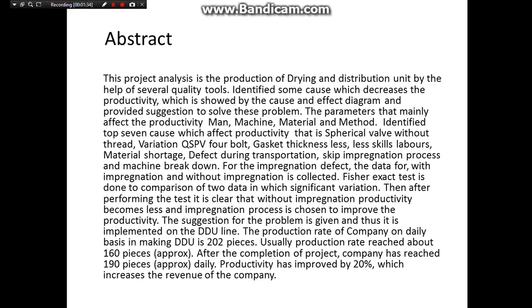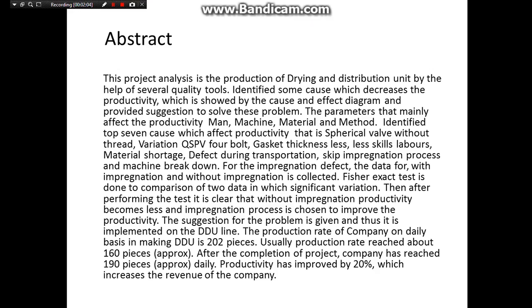For the impregnation defect, data with impregnation and without impregnation is collected. Fisher exact test is done to compare the two data sets and see whether there is significant variation. After performing the test, it is clear that without impregnation productivity becomes less, and the impregnation process is chosen to improve the productivity. The solution for the problem is given and thus it is implemented on the DDU line.